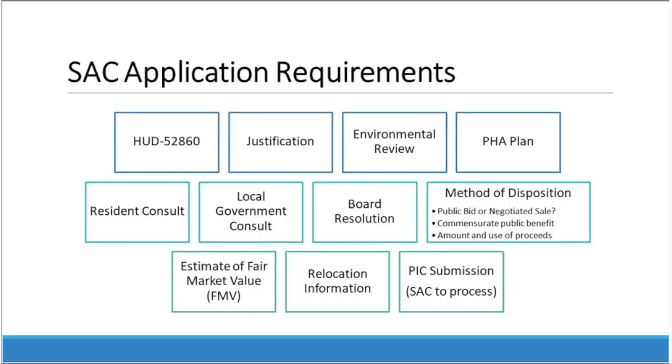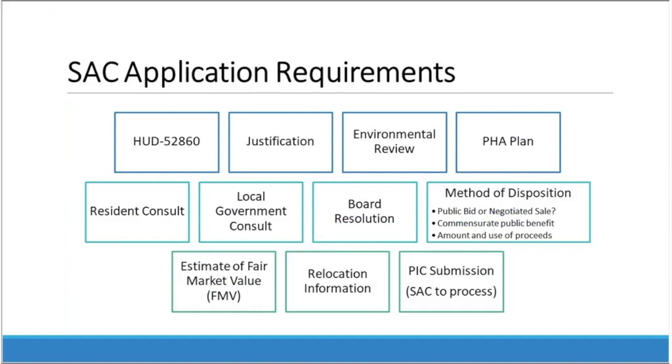These next boxes reflect some choices that the housing authorities have to make. So the first is the method of disposition, and this relates to the next bullet, which is estimate of fair market value. But basically, there's two methods of disposition that occur. First is at fair market value. The second is at less than fair market value with commensurate public benefit. If you sell your property at fair market value, the SAC will look for an appraisal. So it needs to be an MAI appraisal, which you will have ordered or got from an appraiser, which indicates the current market value of your property.